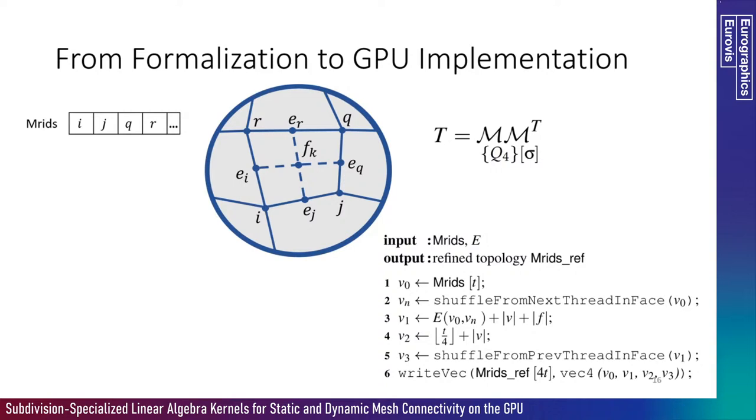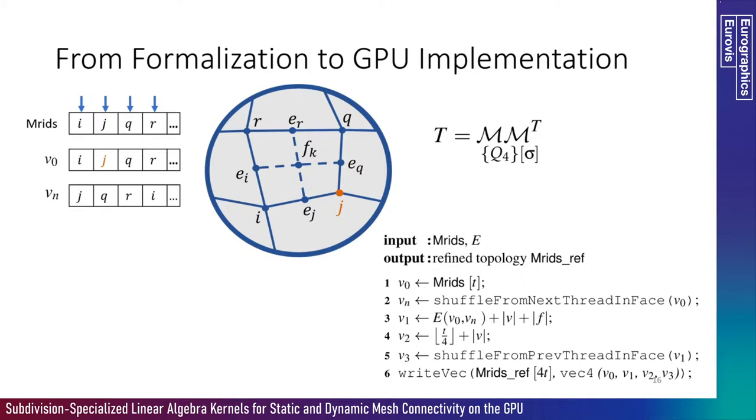Similar to the previous example, we can now parallelize over the non-zero entries of the mesh matrix. Each thread handles a single collision and produces one refined mesh face. First, each thread reads the vertex index of the original vertex it is assigned to. To determine the edge point on the outgoing edge, each thread needs to know the next vertex in the face. As this index is already known by the thread assigned to it, we can use efficient warp-level communications to determine it. With V0 and VN, the thread now uses E to determine the index of the first edge point.